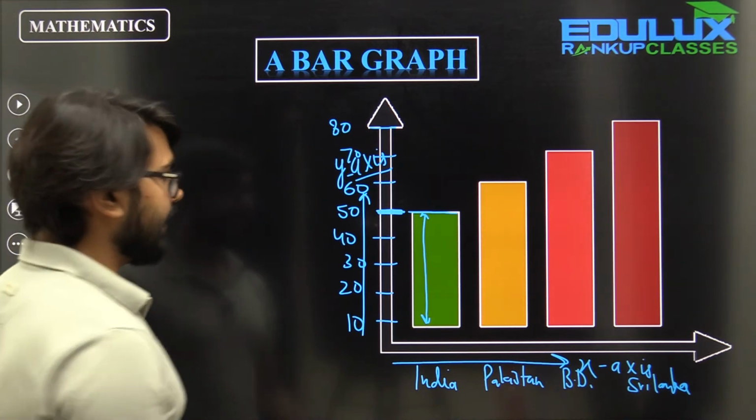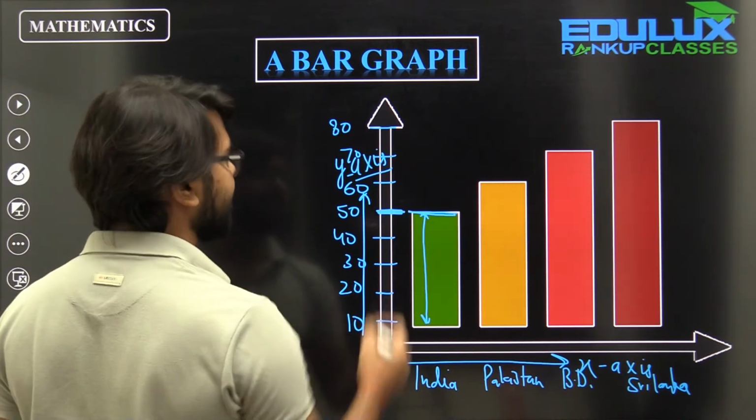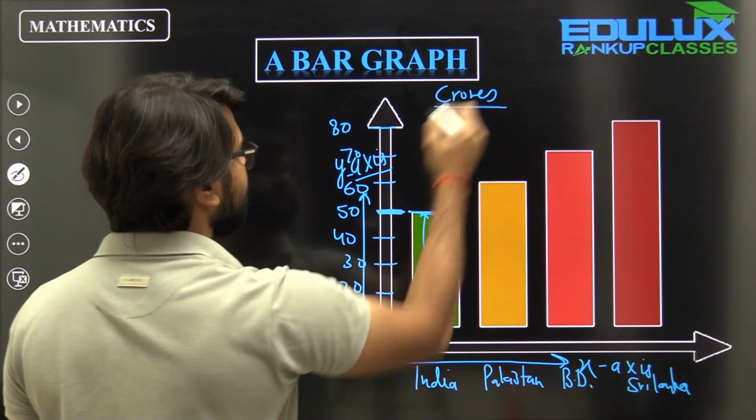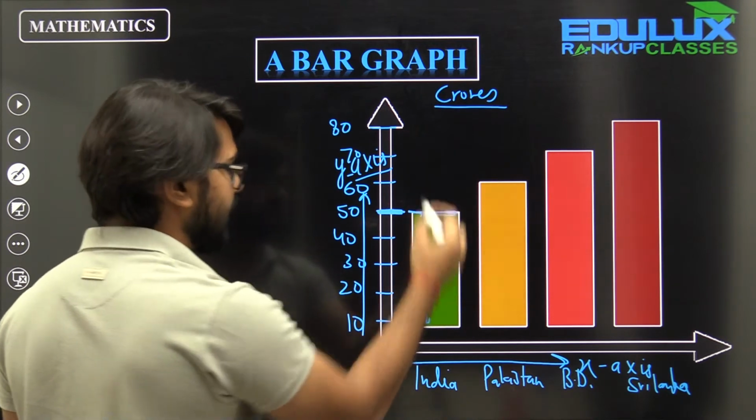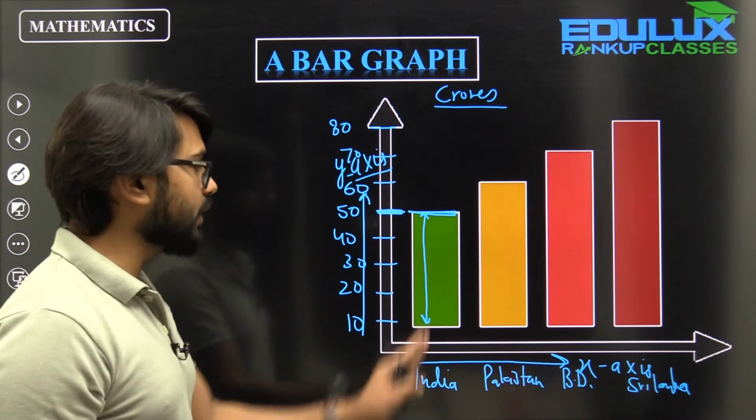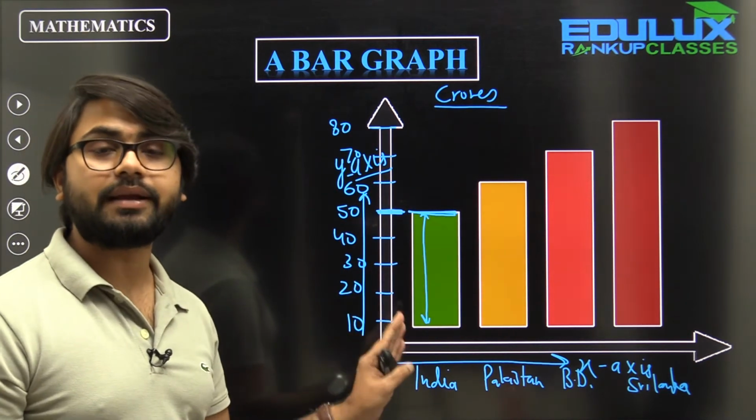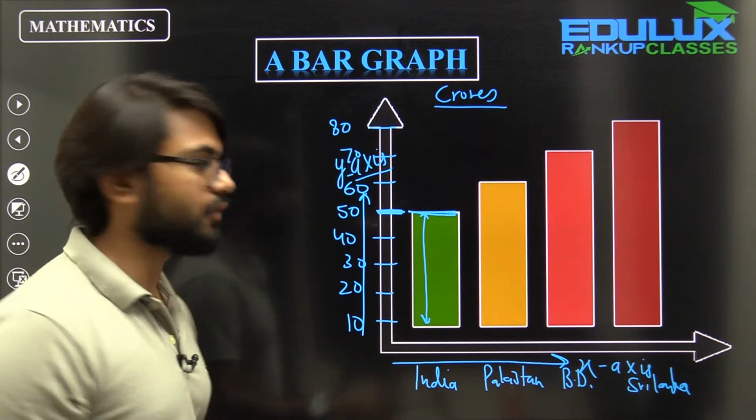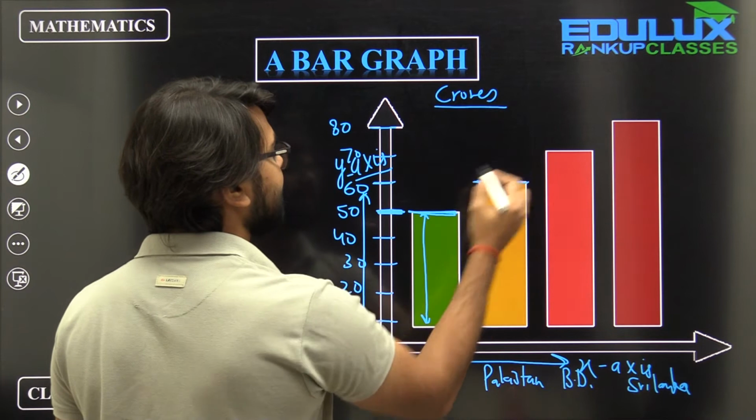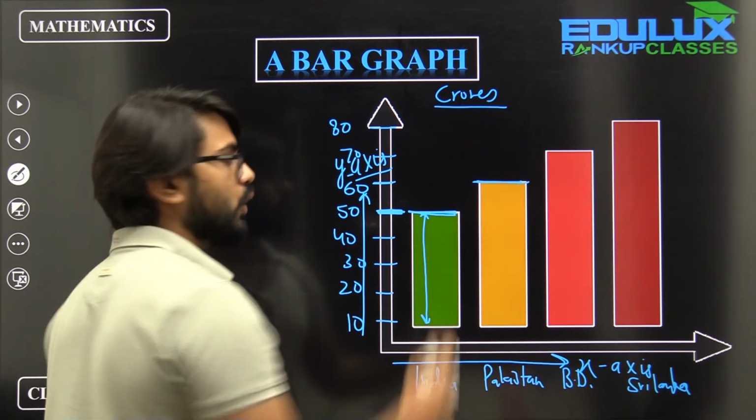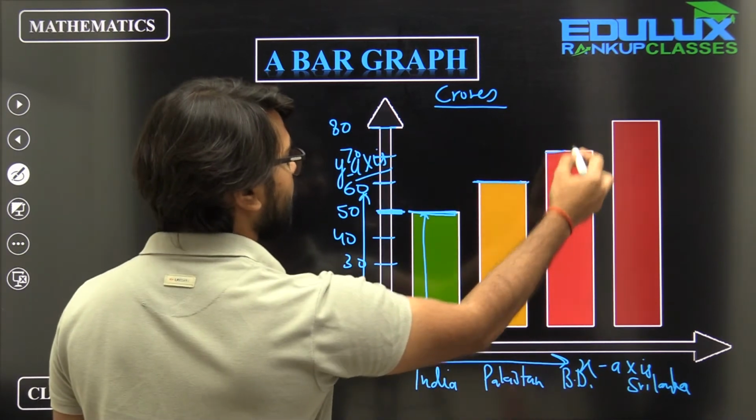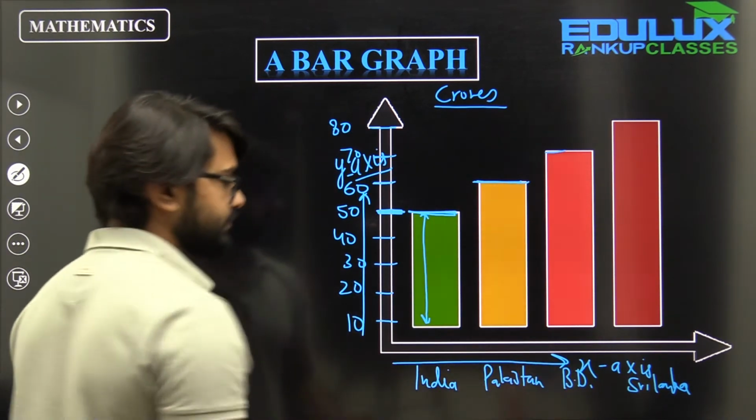So we can say in India it is 50, and this data is in crores. So 50 crore people are liking mangoes in India. Here we have represented the number of people with the help of this bar graph. In Pakistan, 60 means 60 crore people are liking mangoes, and for Bangladesh we can say 70 crore people are liking mangoes.